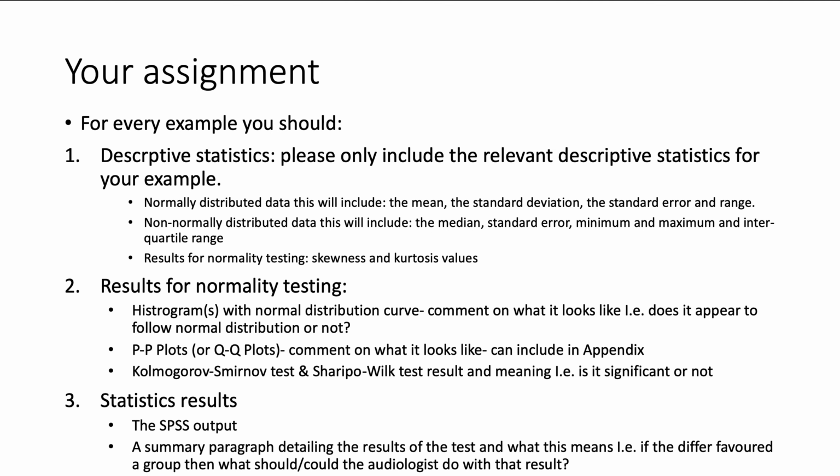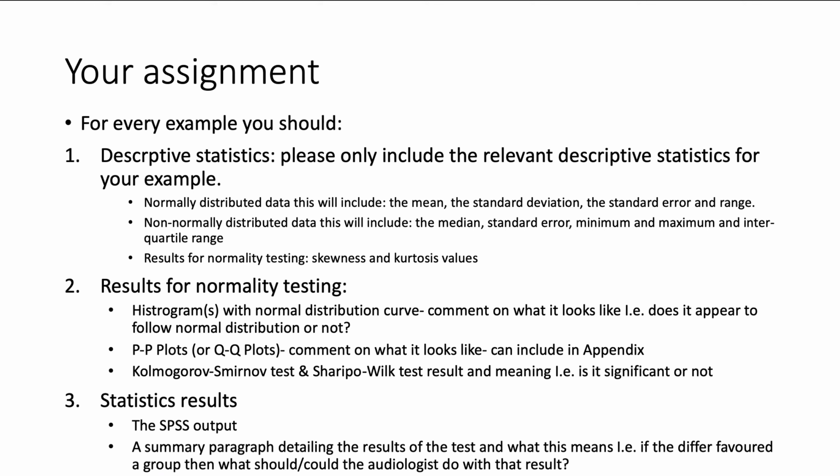You should also include the results for normality testing, the skewness and kurtosis values that you computed, alongside the graphs, so the histogram. You should make a comment on what it looks like. For example, does it appear to follow normal distribution or not? And then the relevant PP or QQ plots. Again, make a comment on what this looks like. Because there are lots of graphs, you could choose to include this in the appendix, but do make a comment in the text as to whether you think they look normal. And lastly, you should include the result of the KS and SW test result and your interpretation.